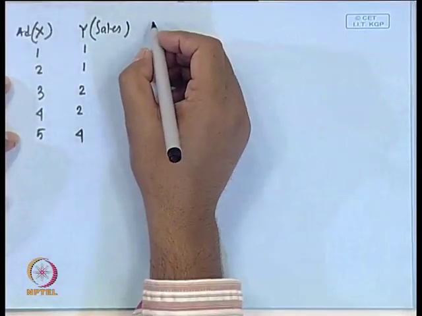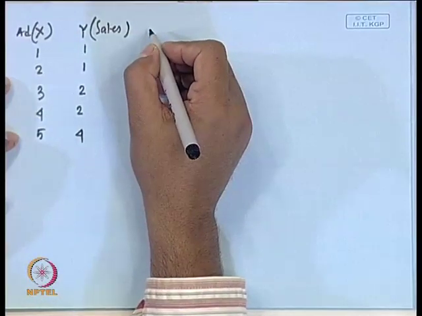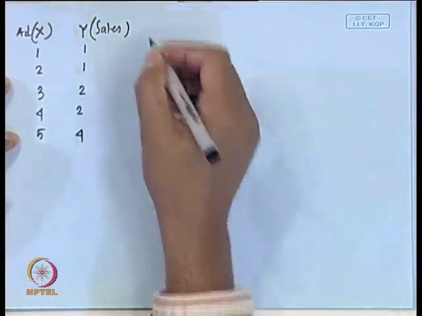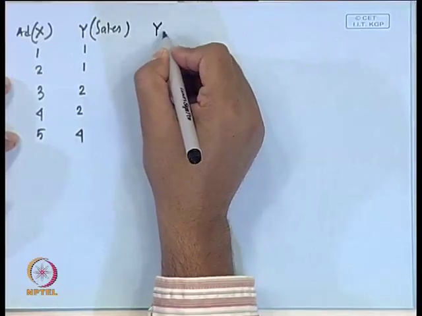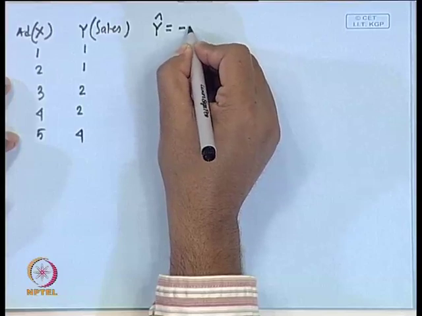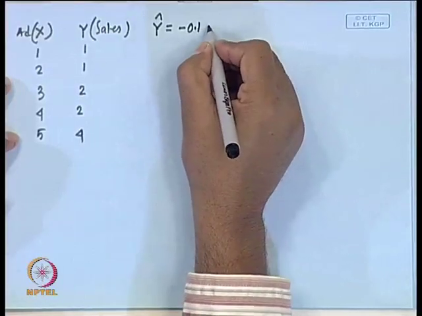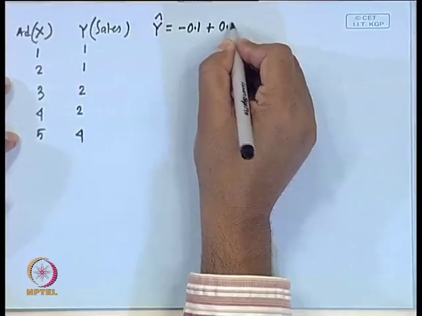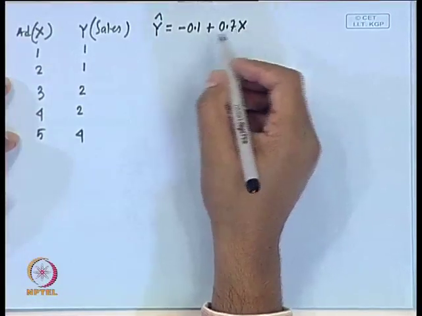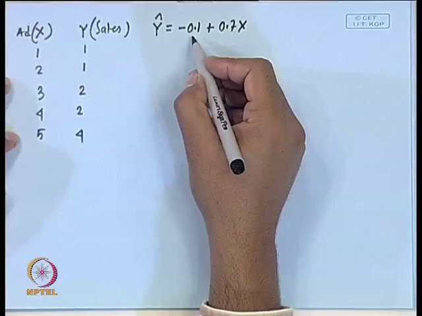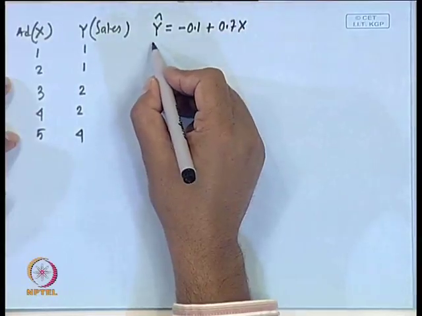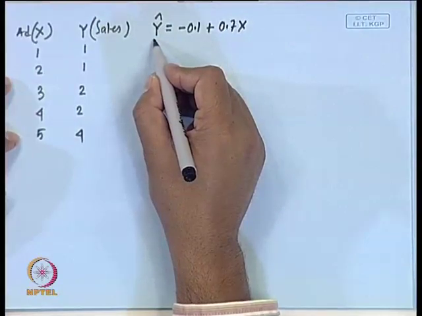and using the least squares technique, we have estimated the regression coefficients, and the fitted model is y hat equal to minus 0.1 plus 0.7 x. So, beta 1 is 0.7 and beta naught equal to minus 0.1. So, this is the fitted model.